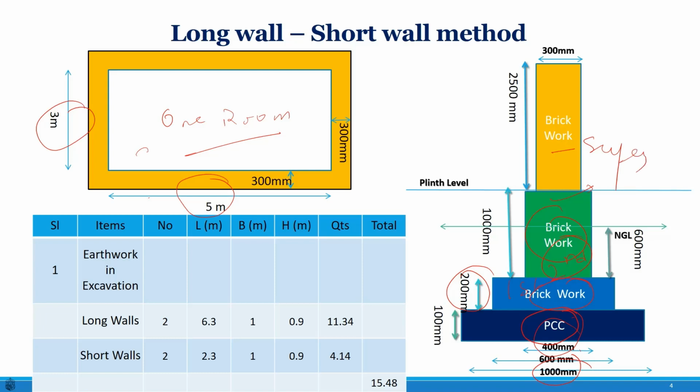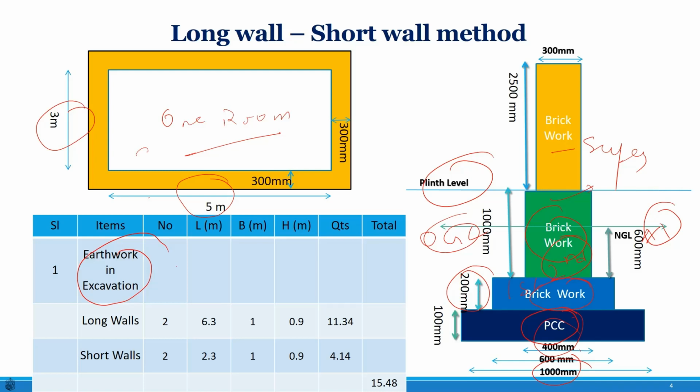So this is your plinth level and this is your natural ground level, or you can say OGL, original ground level, or GL. So let's calculate the quantity of earthwork in excavation. One of the components is earthwork in excavation, meaning we want to build this foundation, and for building that foundation you need to work out some excavation work.